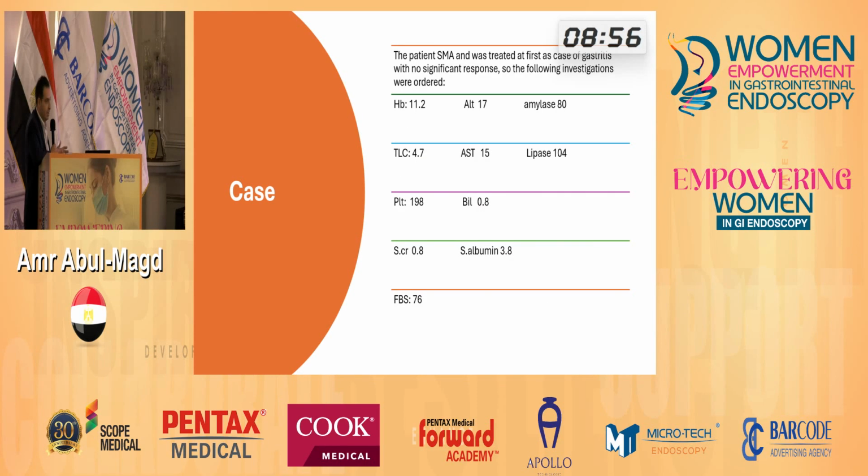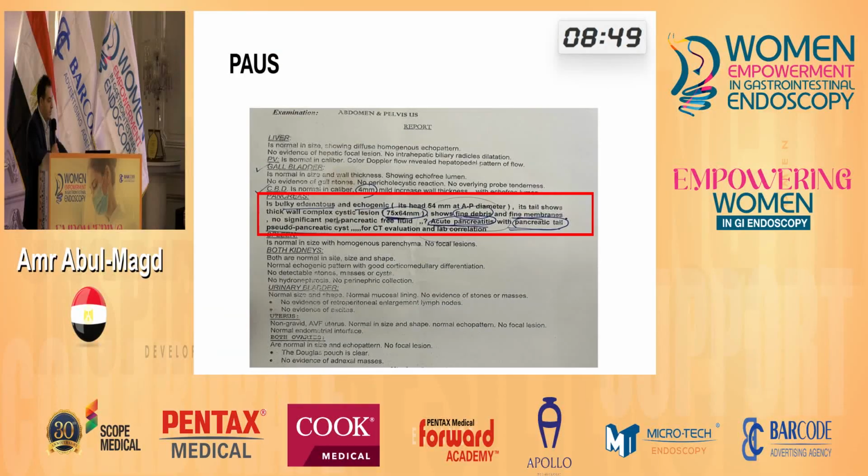His labs were within normal except for slightly elevated amylase and lipase. Abdominal and pelvic ultrasound showed that this patient has a bulky edematous pancreas with a pseudopancreatic cyst, with evidence of acute pancreatitis. So we have a symptomatic patient with proof that he has acute pancreatitis.